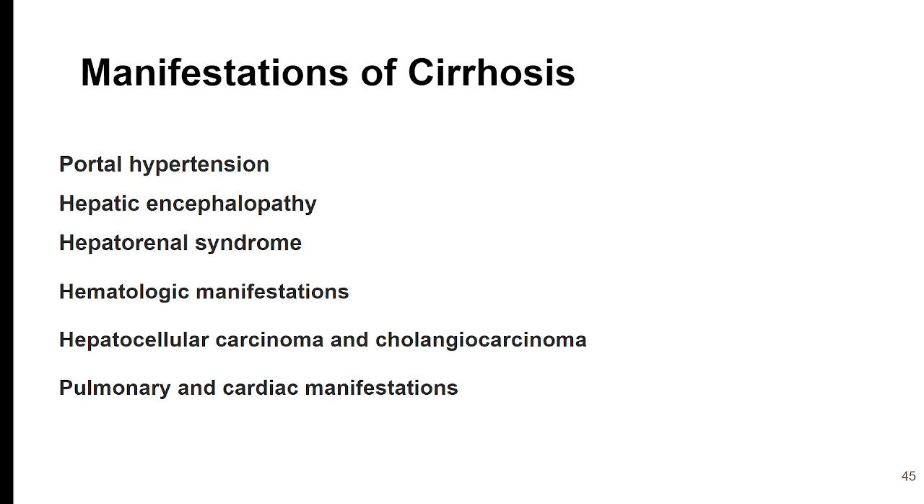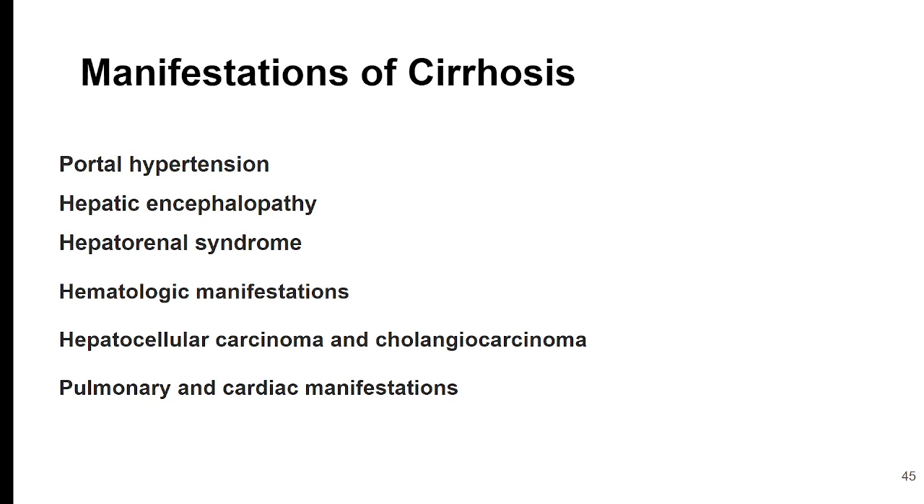The clinical manifestations of the cirrhosis could be of many. Cirrhosis is a syndrome where there will be changes in the liver, but the clinical presentation of that would be of different varieties. And from the clinical point of view, we will be dealing with the patients of cirrhosis for any of these reasons, like portal hypertension or hepatic encephalopathy or hepatorenal syndrome or hematological manifestations, or at the end the cirrhosis may end up in hepatocellular carcinoma or cholangiocarcinoma, malignant changes, or pulmonary and cardiac changes due to cirrhosis would occur. So we will go into each of these individually as we deal with the clinical conditions.